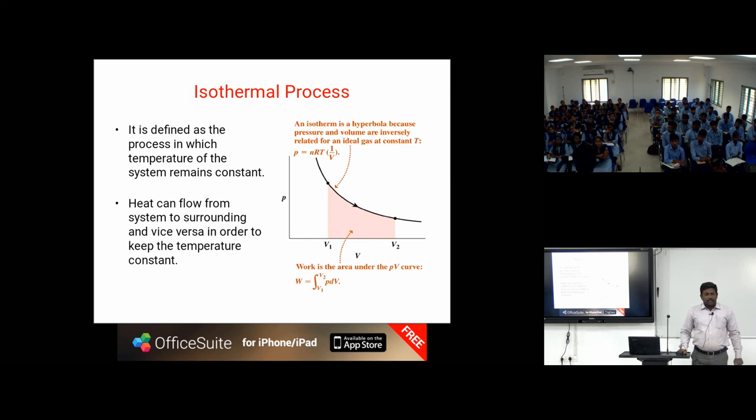What are the various processes we have? Isothermal process, adiabatic process, isobaric process, isochoric process. What is an example for an isothermal process? Melting of ice. Yes, melting of ice. Can you give any other example for an isothermal process related to water? Refrigeration. What about the vaporization of water at 100 degrees centigrade? Can it be treated as an example for an isothermal process? Yes, the temperature of the water remains constant at 100 degrees centigrade, which is the temperature for vaporization of water.